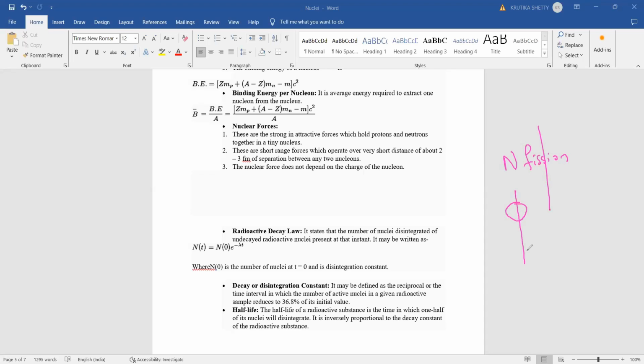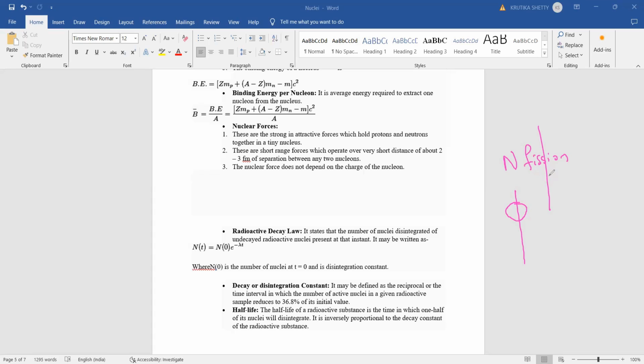That is called what? Nuclear fission. That is the splitting up of the nucleus, or the process of breaking up of the heavy nucleus into its light nuclei, is called nuclear fission.